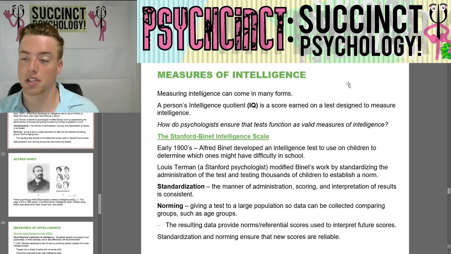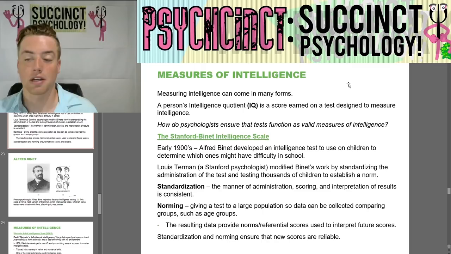Now, in the early 1900s, Alfred Binet developed an intelligence test to use on children to determine which ones might have difficulty in school. Lewis Terman, a Stanford psychologist, modified Binet's work by standardizing the administration of the test and testing thousands of children to establish a norm.